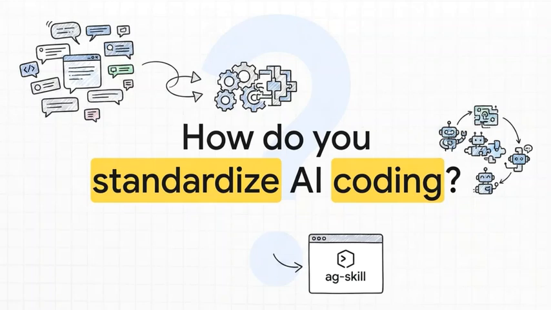Like, how do we move away from random chat windows and scattered prompts and get into a structured, reliable, and repeatable engineering process? We really need a system that treats AI not just as some fancy autocomplete, but as a coordinated team of developers. And well, that brings us directly to our solution.